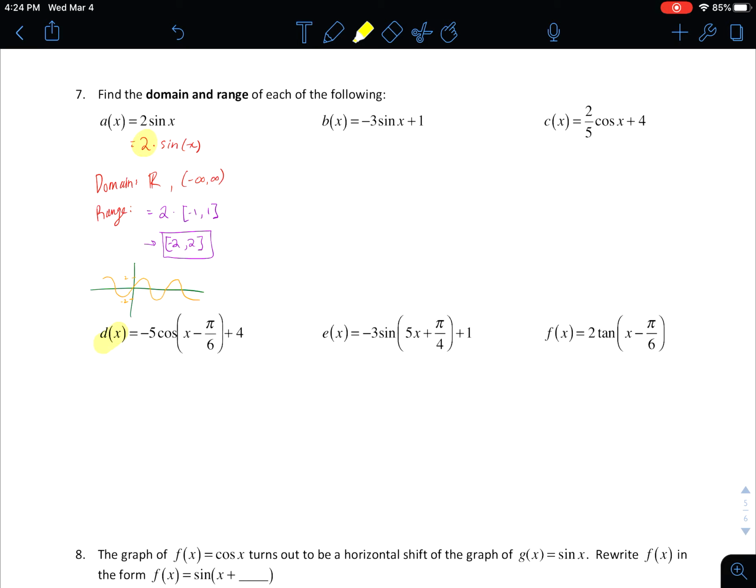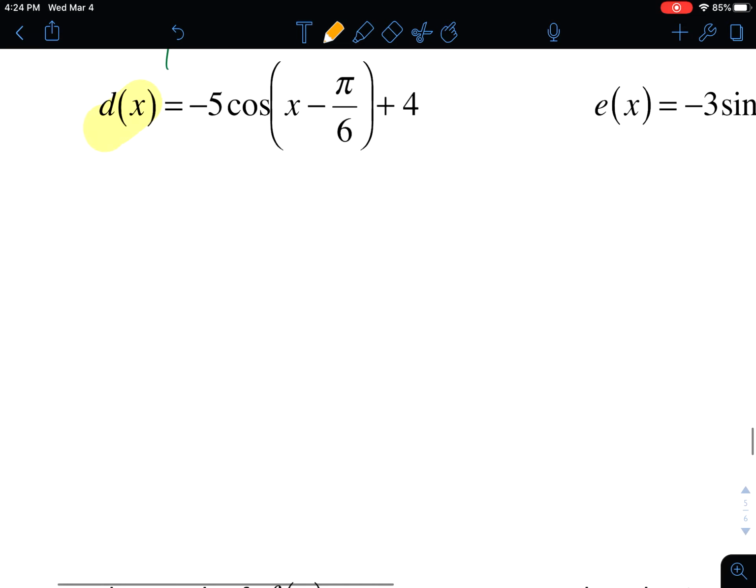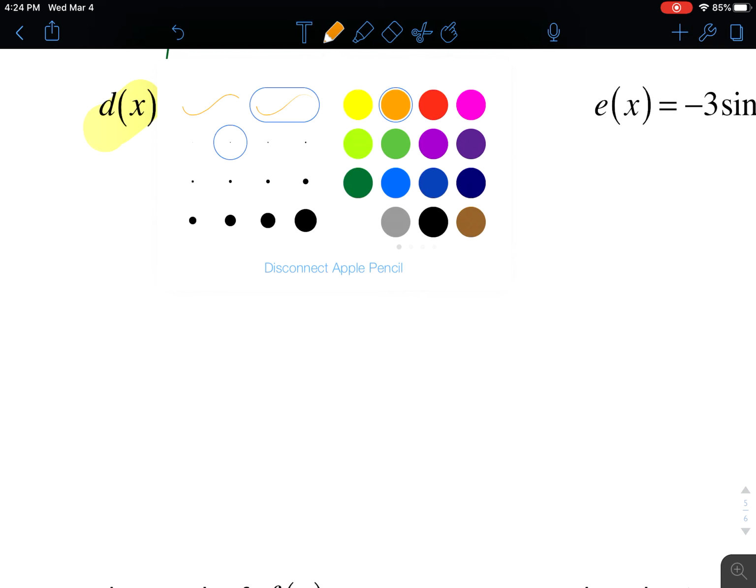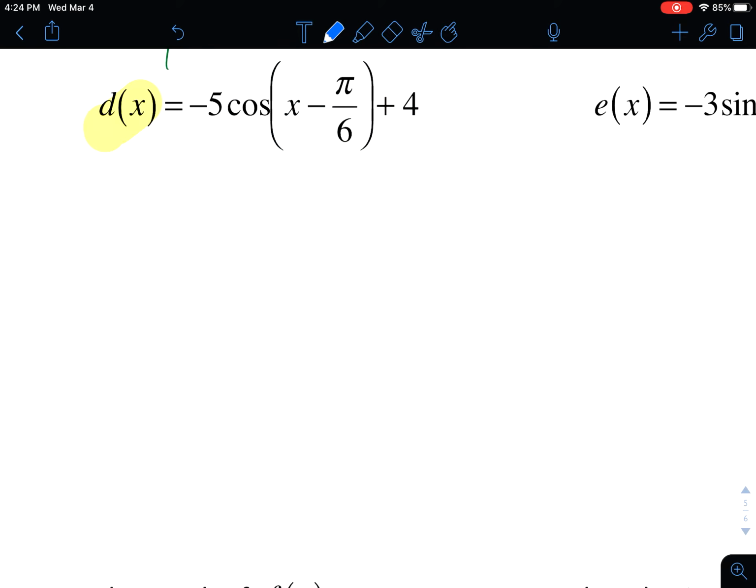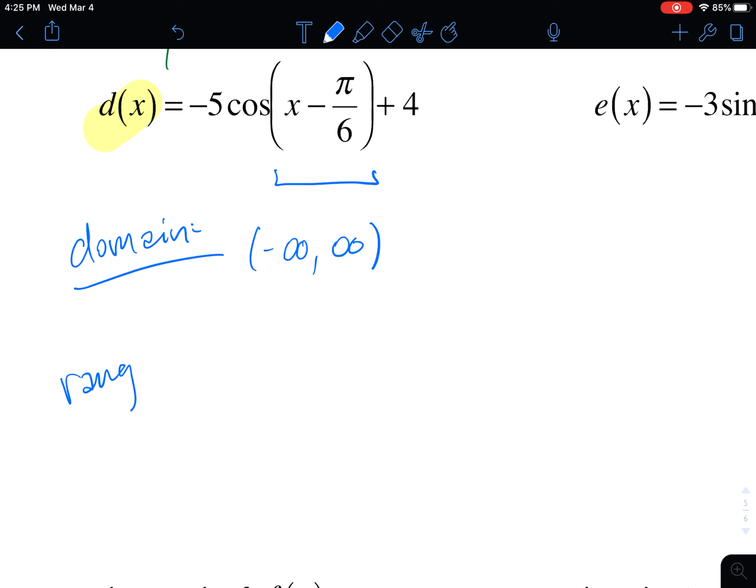So I'll walk through D and F as well. So here we're finding the domain and range again, negative 5 cosine of x minus pi over 6 plus 4. So again, domain is fairly straightforward. Any angle can go into the cosine function and make it defined. And so the negative 5 and the 4 won't change that. I can still plug in any value for x. So our domain is still negative infinity to infinity.